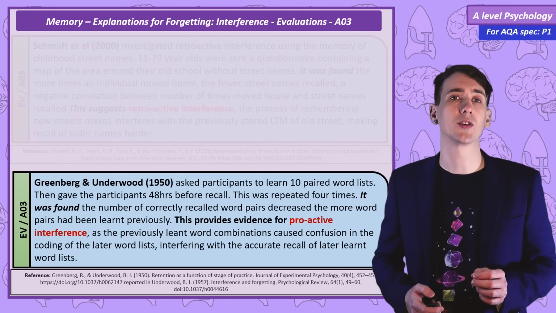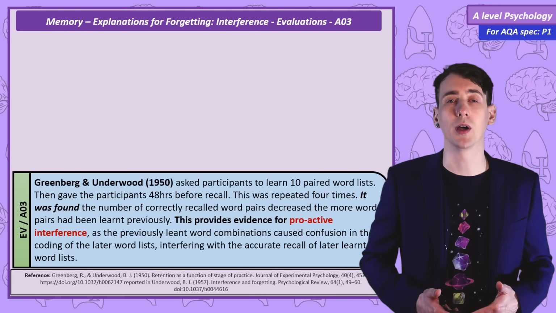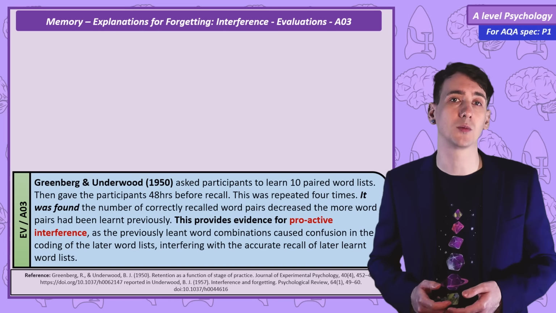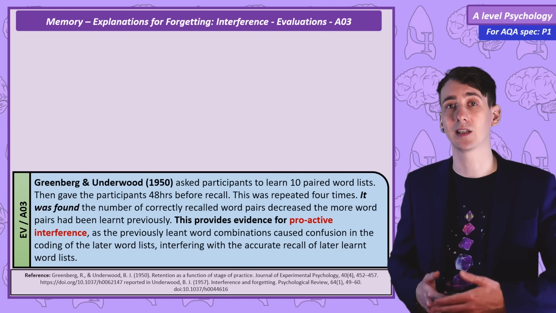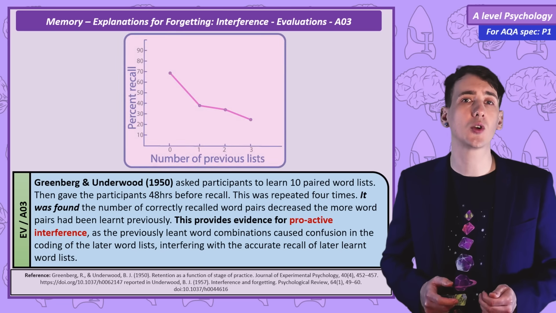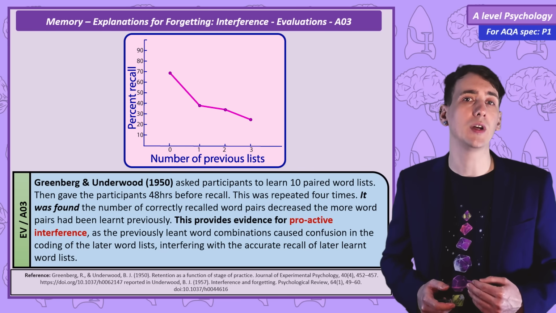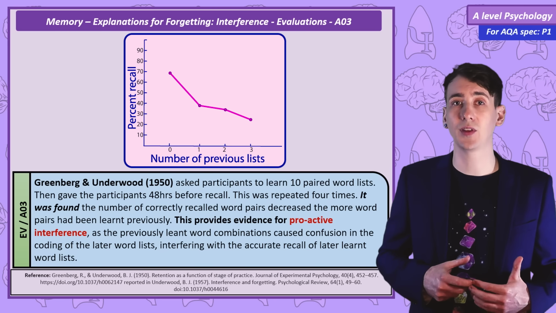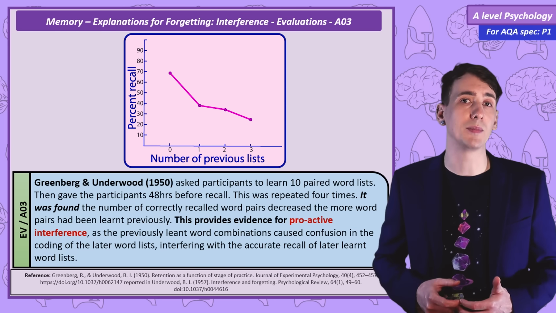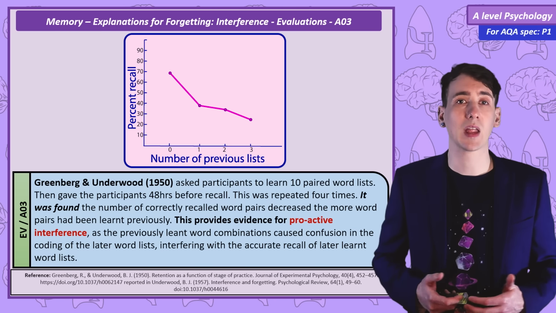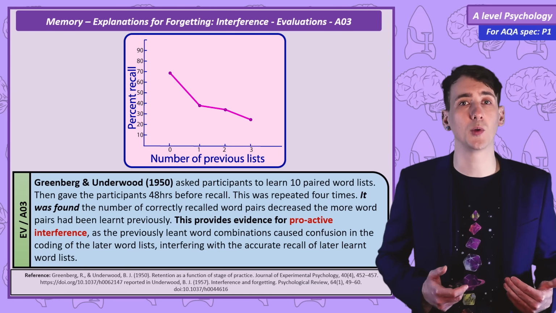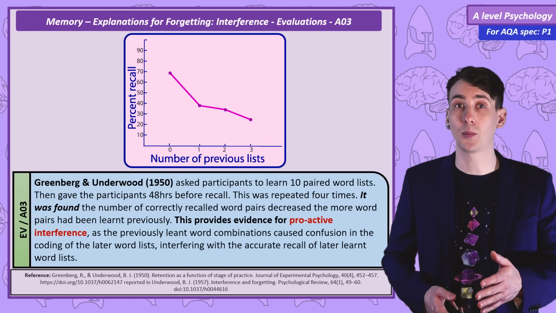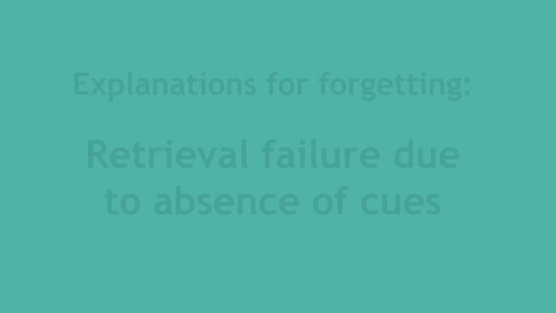There is also research showing proactive interference by Greenberg and Underwood. Participants were asked to learn 4 word lists with 48 hours between testing each list. The percentage of correctly recalled words decreased the more word lists had been learned previously, from 69% for the first list to 25% for the 4th word list. This suggests previously learned information moves forward and interferes with the recall of new information, so proactive interference.